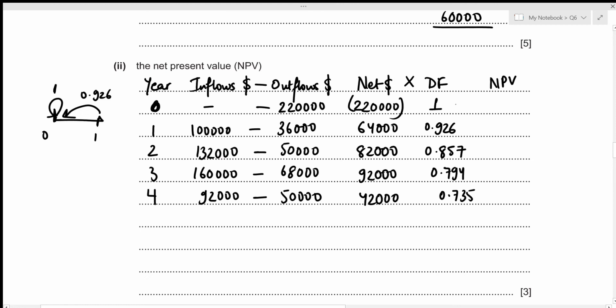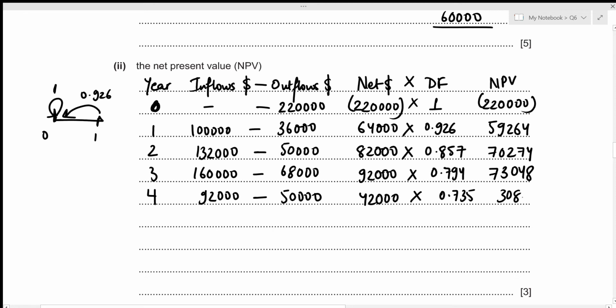So for year 0, that's going to be negative 220,000 times 1, which results in negative 220,000. For year 1, that's going to be 64,000 times 0.926, which results in 59,264. For year 2, that's 82,000 times 0.857, which results in 70,274. For year 3, that's 92,000 times 0.794, which results in 73,048. And for year 4, that's 42,000 times 0.735, which results in 30,870.